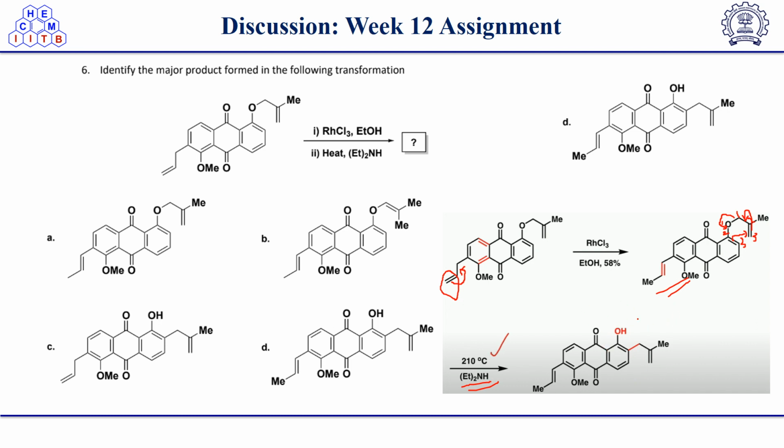So this is the step. In the first step, isomerization of this alkene takes place to get this internal alkene, and then in the next step, this Claisen rearrangement, that is the 3,3 sigmatropic rearrangement, will result in this product. So the correct answer is option D.